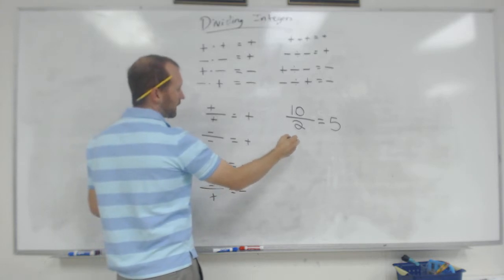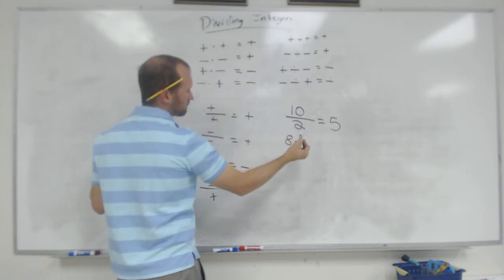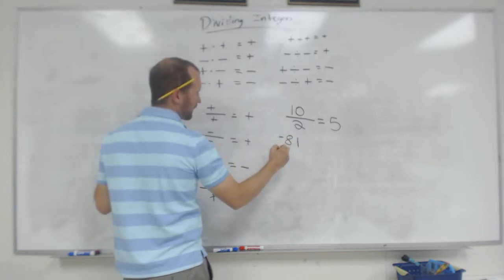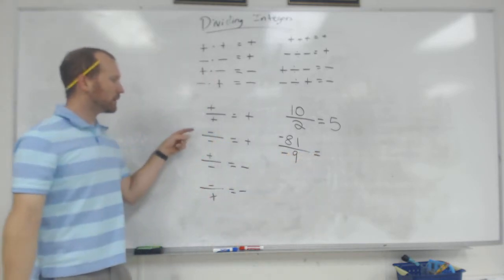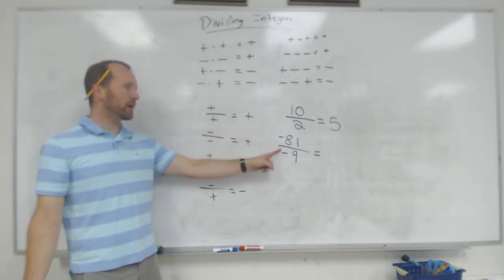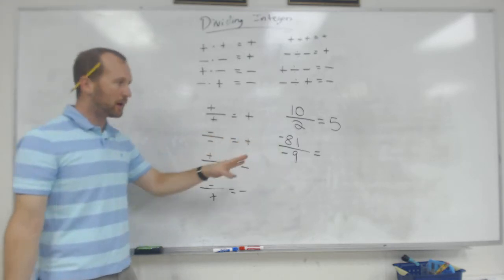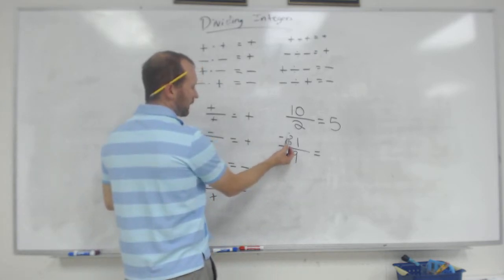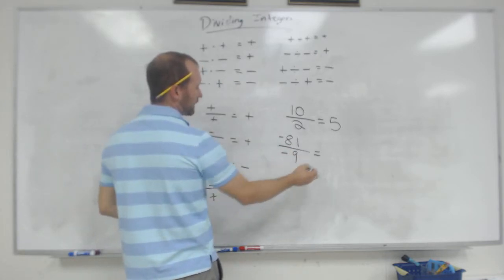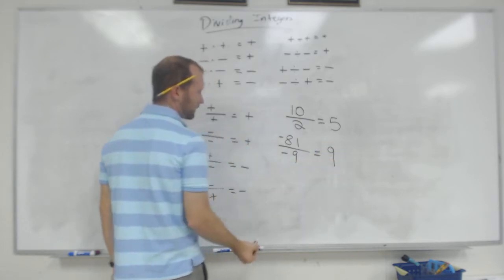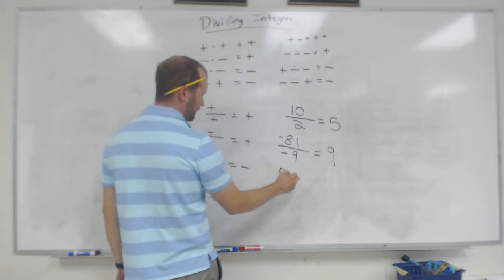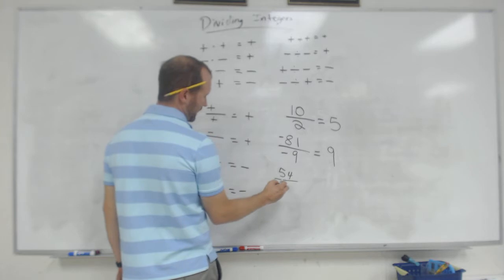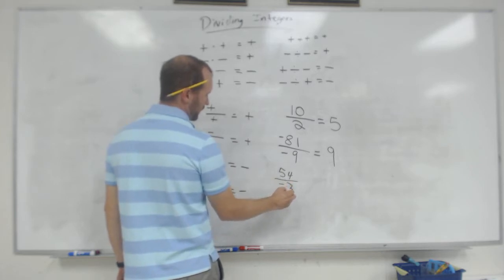What if I had something like negative 81 divided by negative 9? So first thing I'm going to do is look at the signs. A negative divided by a negative is a positive. 81 divided by 9 is positive 9.